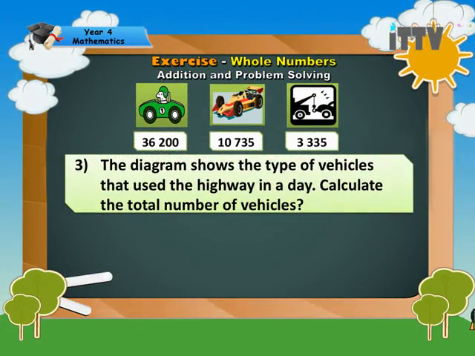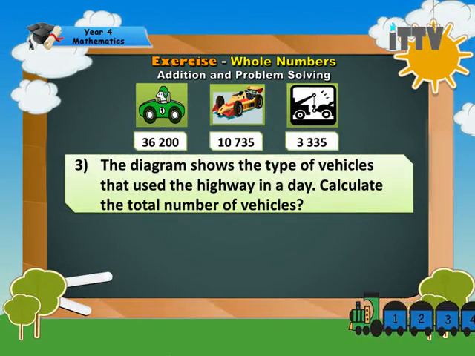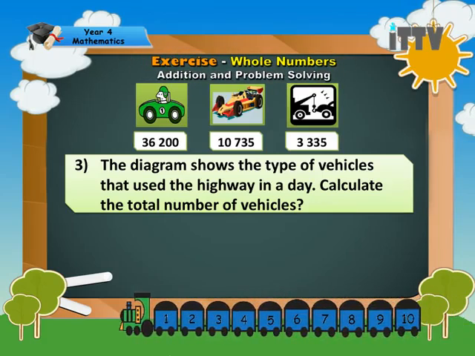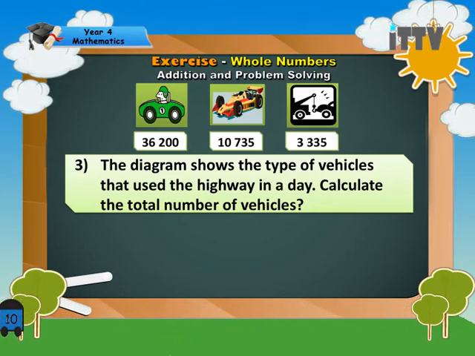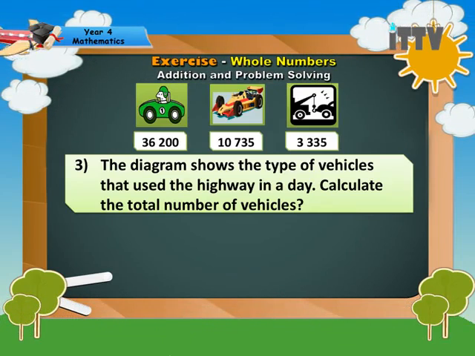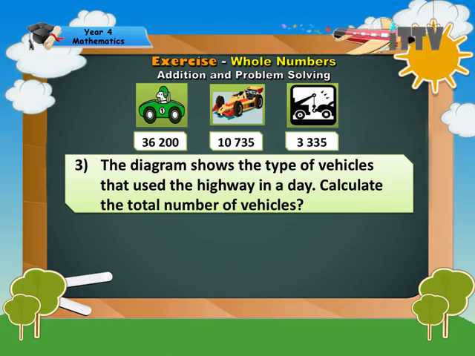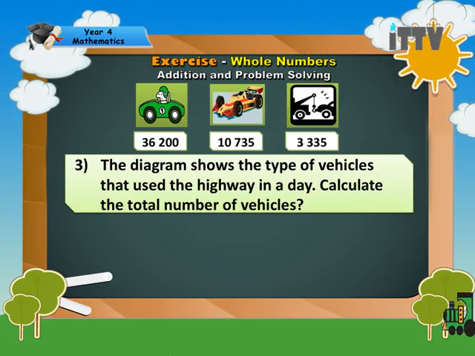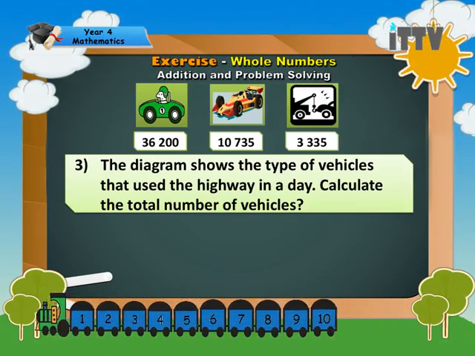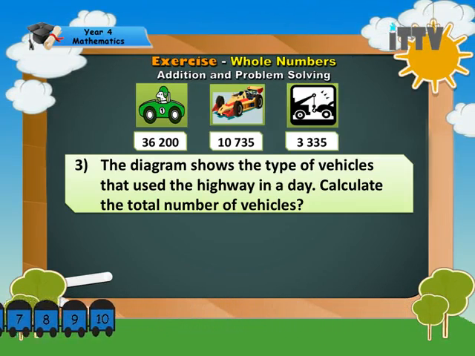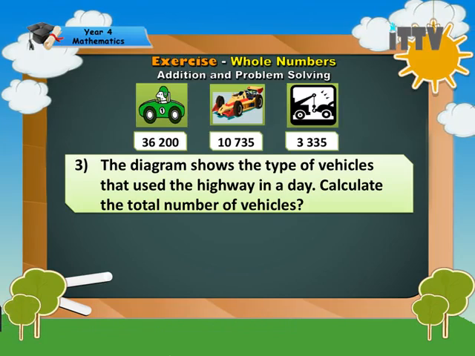What about the next question? The diagram shows the type of vehicles that use the highway in a day. Calculate the total number of vehicles. Okay, so we have three sets of numbers here. 36,200, 10,735, 3,335. Alright, so to find the total, we have to add all of them together.